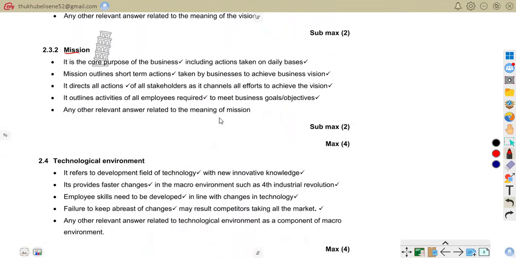We are on mission now. It is the core purpose of the business, including actions taken on daily business. Meaning to say, it explains why the business exists and what it does daily. For example, to provide affordable quality food. That is the core purpose of the business.